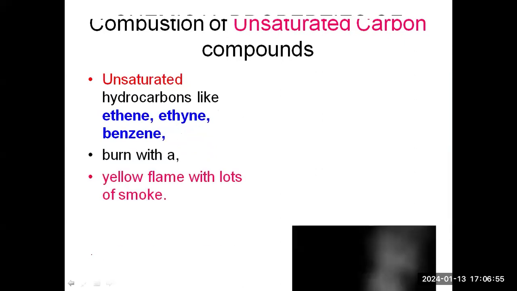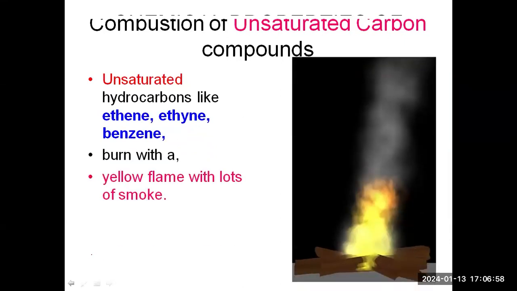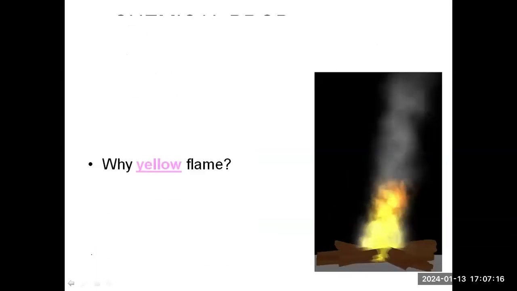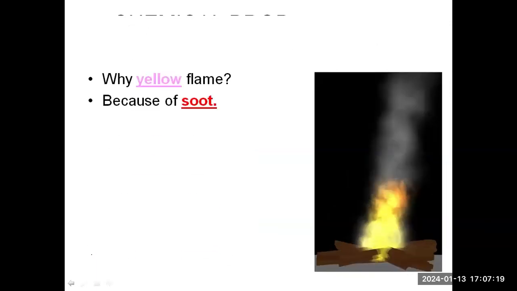But unsaturated hydrocarbons burn with yellow or orange flame and they give out lot of soot and smoke. This is the main difference between the combustion of saturated and unsaturated compounds. So the first one, as I told you, is the color of the flame. Now, the yellow flame will also contain soot into it. Soot is the unburnt carbon particles.